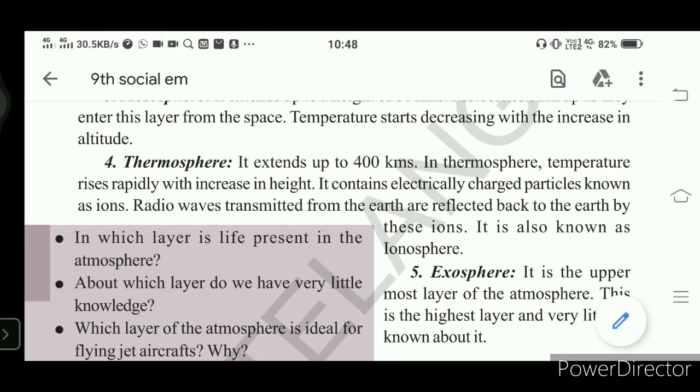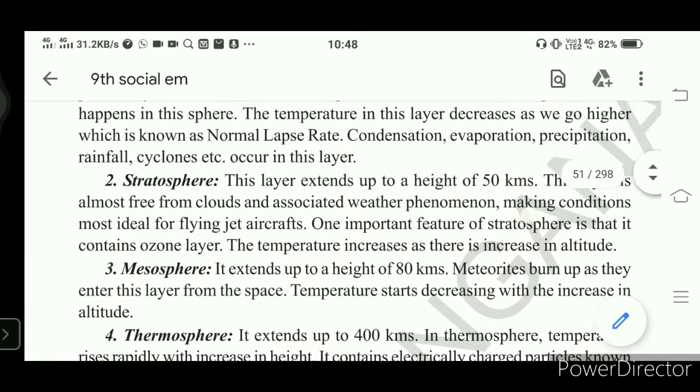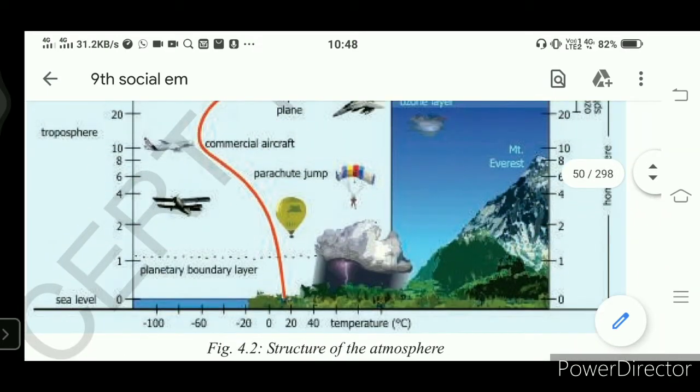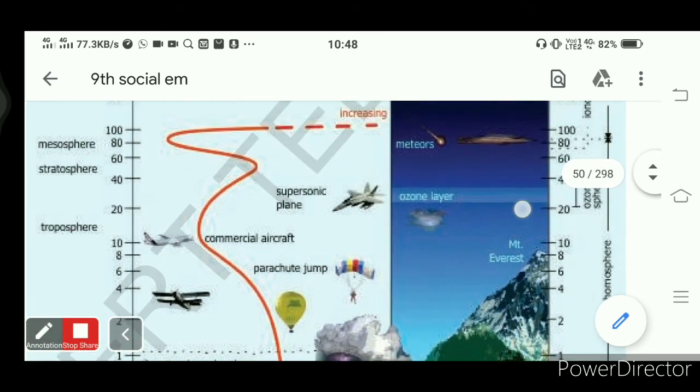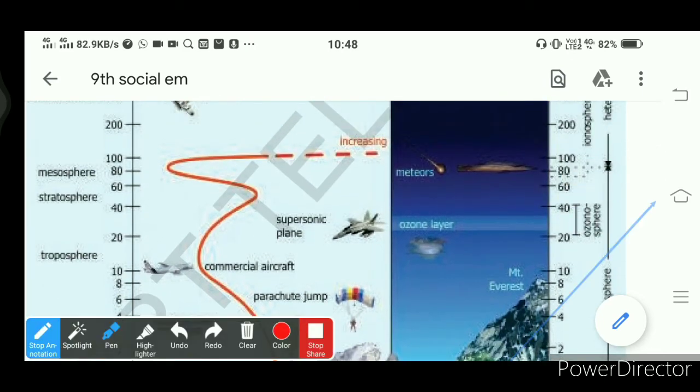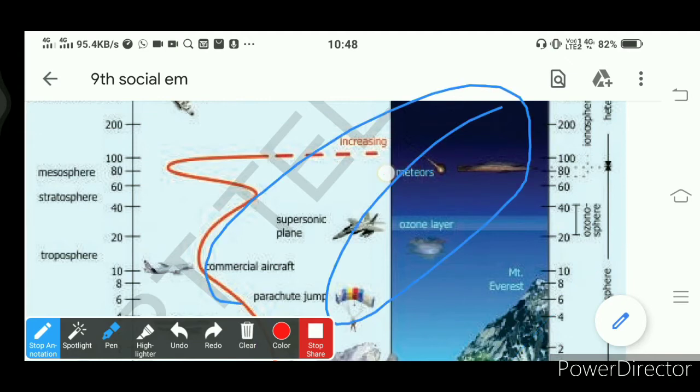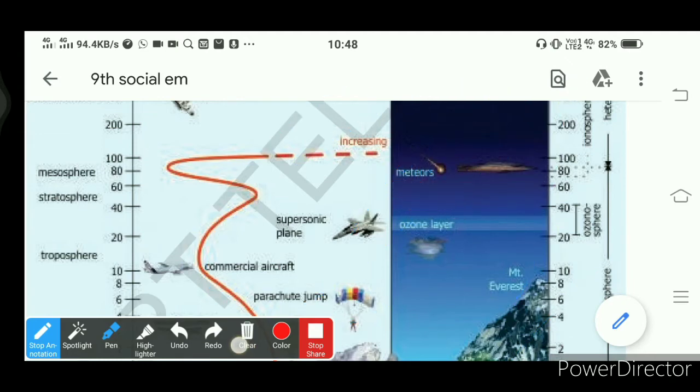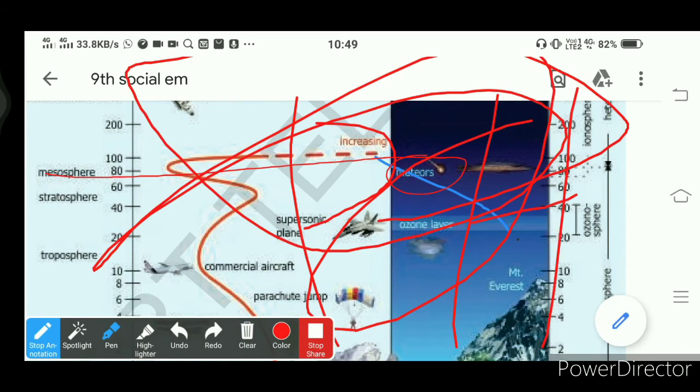So the mesosphere extends up to 80 kilometers thickness. In this layer, we find meteoroids. I'll show you in the figure also. Understand, dear students? You can see here, these are the meteoroids. So where do we see the meteoroids? We see meteoroids in the mesosphere, right?